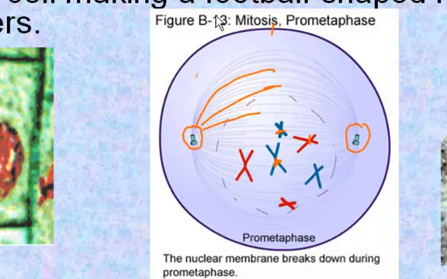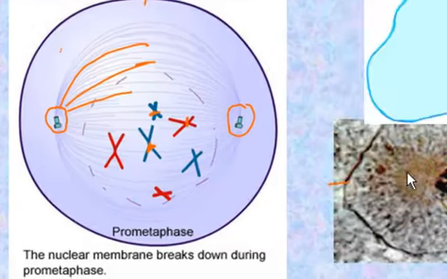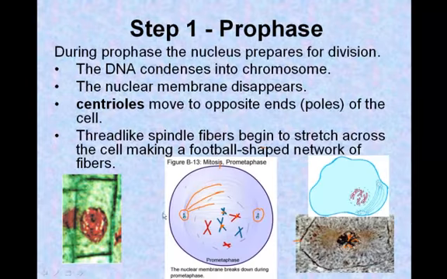So this is an animal cell in prophase, and you can start to see the nucleus is breaking down and you're starting to see little X's in there. And same thing with the plant cell over here. You're starting to see little holes in the nucleus, and that's because the DNA is condensing. So when you start seeing holes in the nucleus, you know that it's prophase.